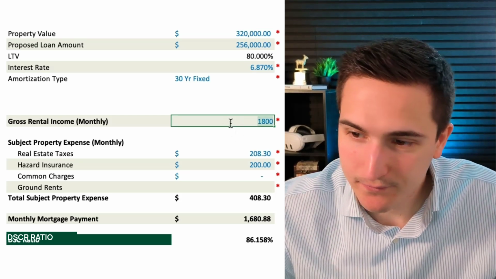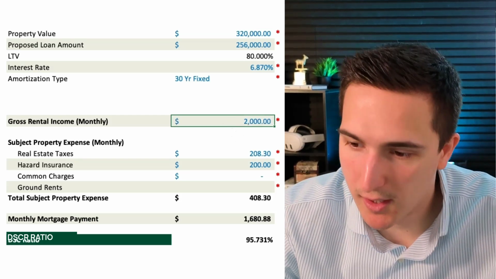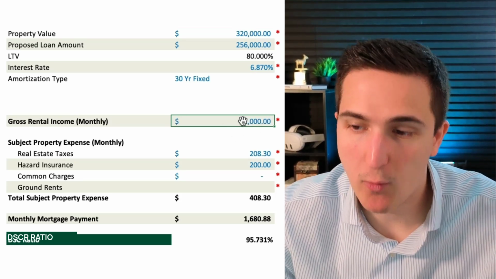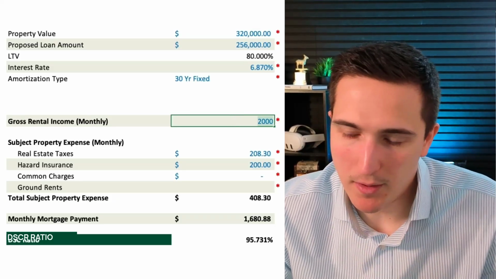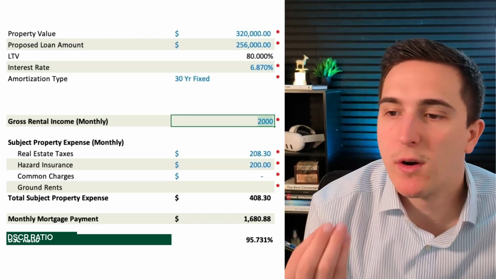If the rent was $2,000 a month, let's see, will it work? No, it's at 95%. So we want it to be above, obviously 1,800, above 2,000, and whatever the minimum number is. You guys get the point. So that's one of the things that we look at.